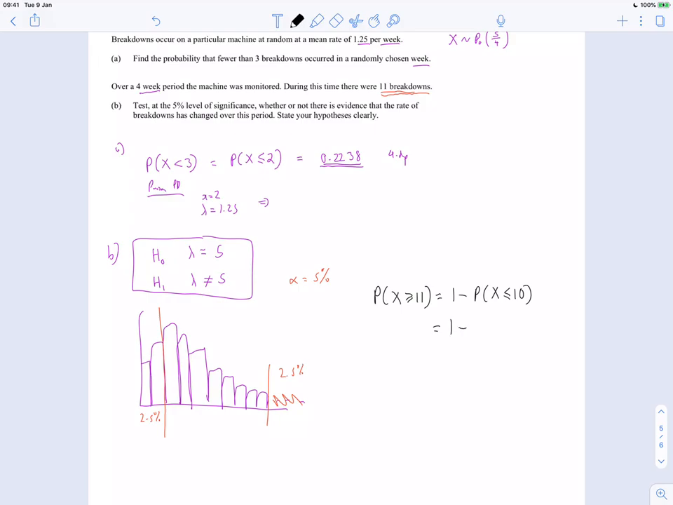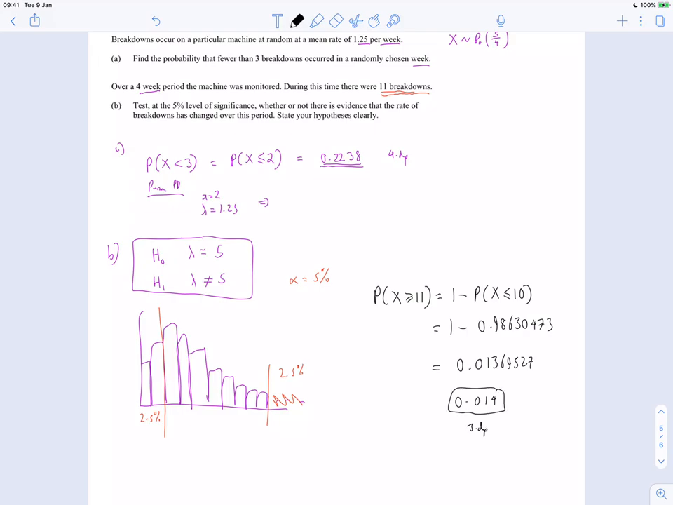So that's 1 minus, and if I use my calculator, then my lower bound is 0, my upper bound is 10, or just use X if you've got the FX991EX, and lambda is 5 in this case. Then you should get 0.98630473. And if I do 1 minus that, I get the probability that X is greater than or equal to 11 as 0.0136952 7, and so on, which is 0.014 to 3 decimal places.